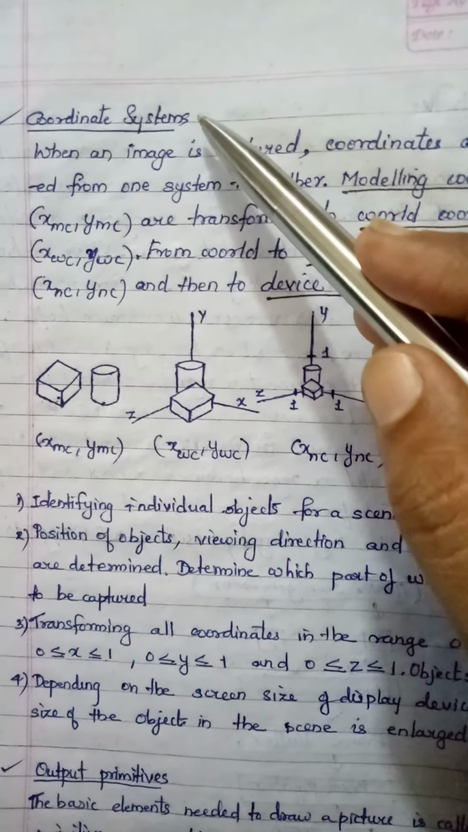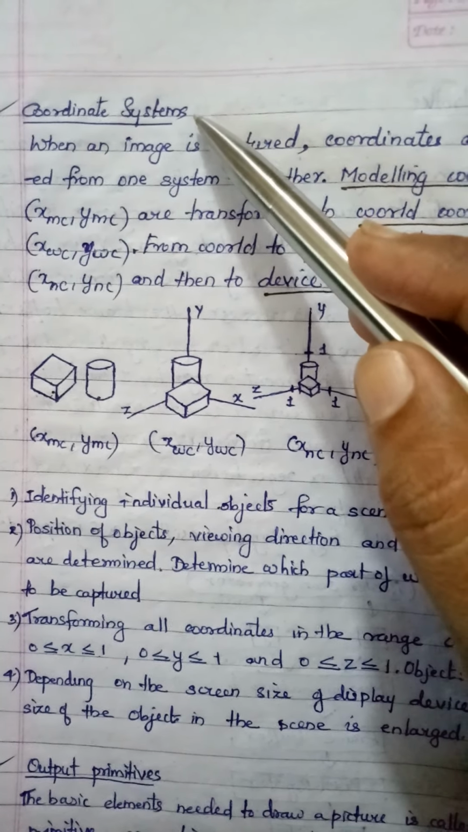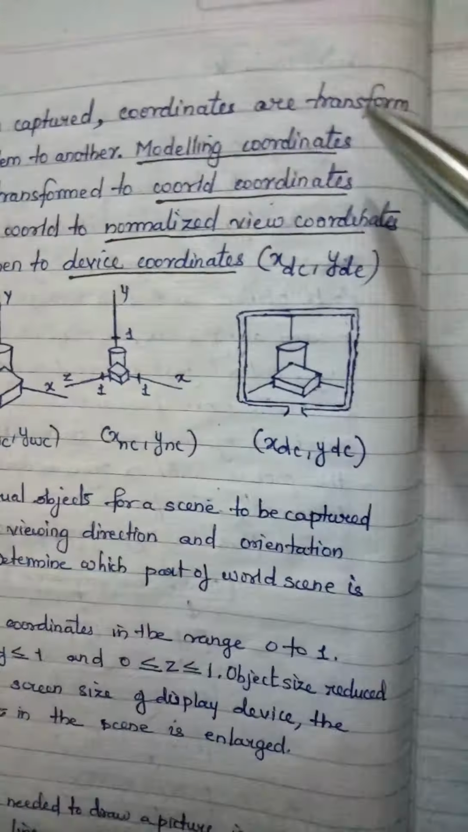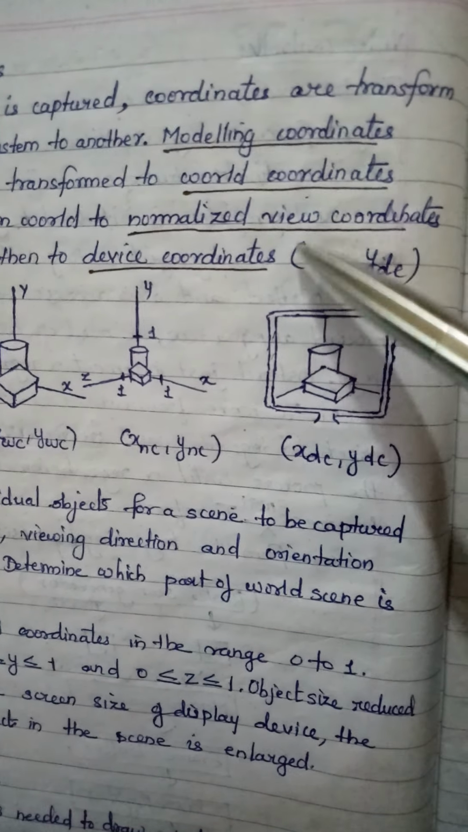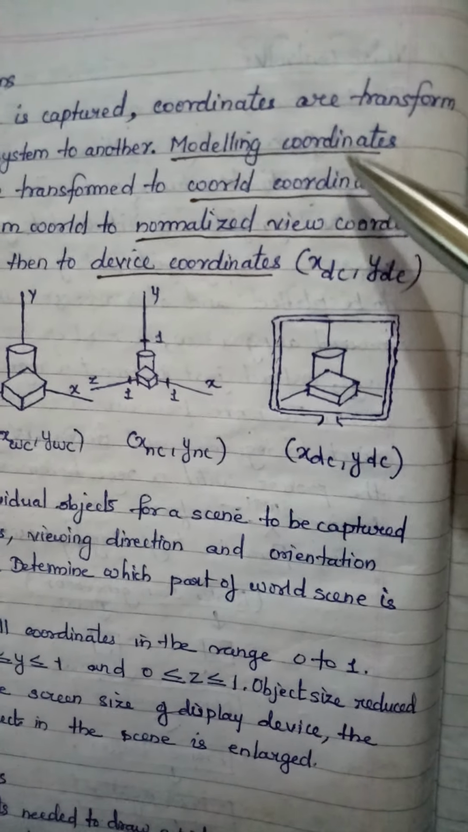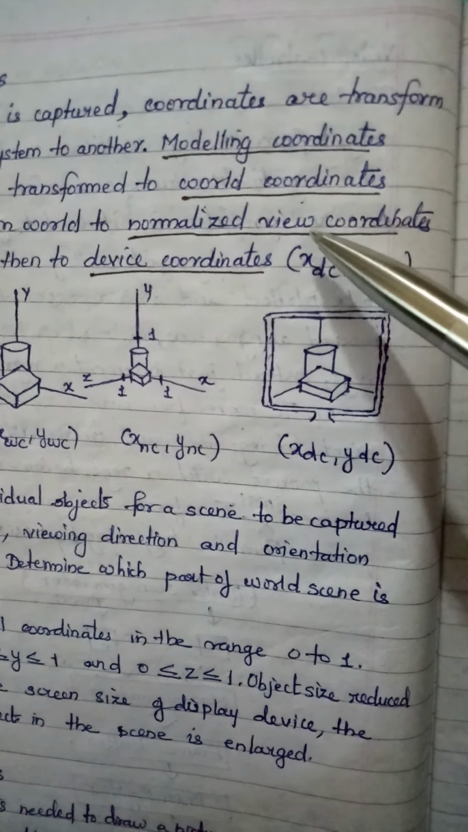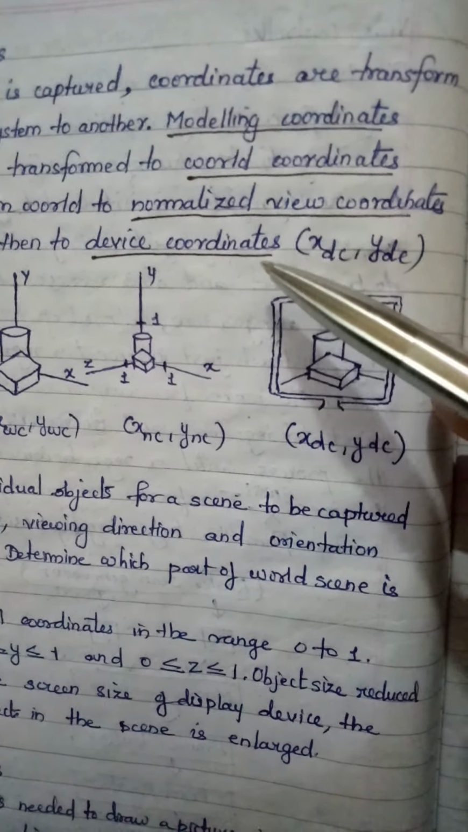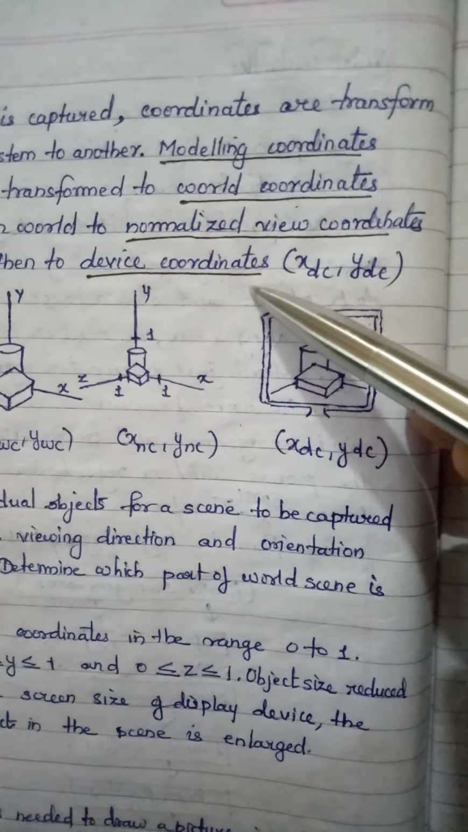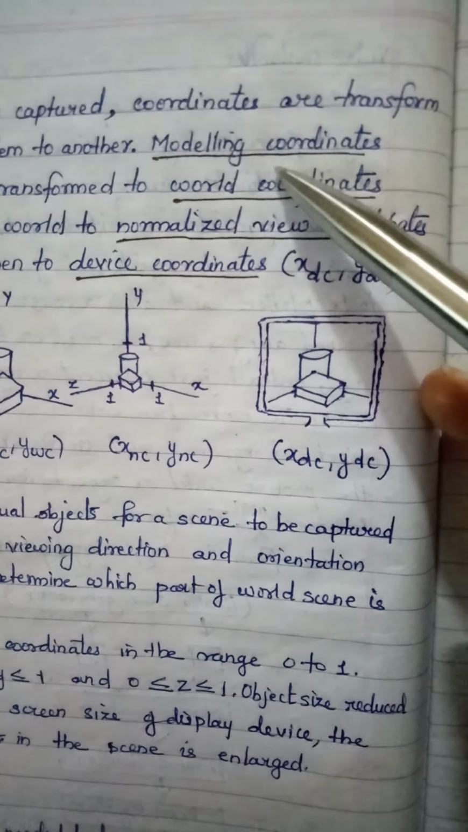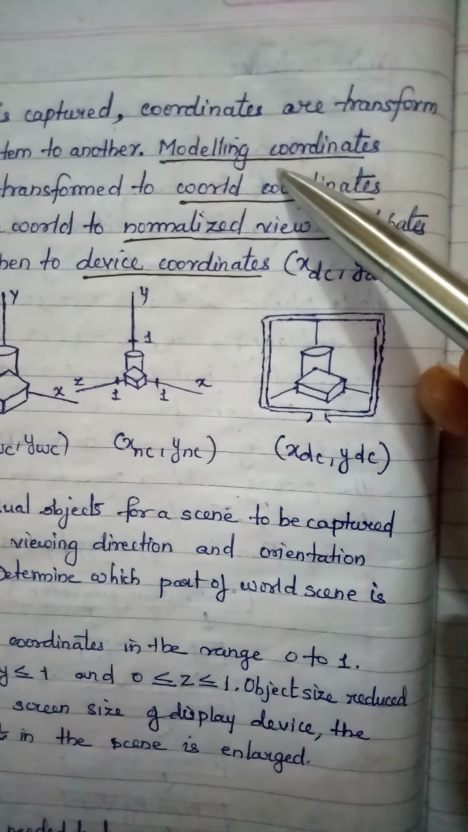Today we are going to learn about coordinate systems. In coordinate systems there are 4 different types of coordinates. They are modeling coordinates, world coordinates, normalized view coordinates and device coordinates. We will be learning each of them in detail. So let us move on to the first one, modeling coordinates.